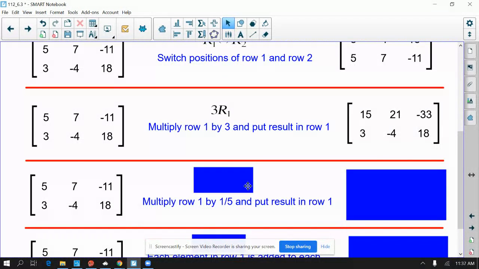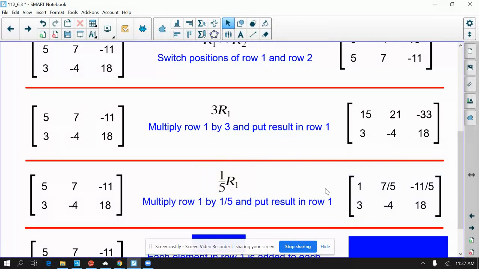I meant to say, what about division? Can you divide by 3? Could you divide by 5, for instance? Well, yeah, you could, but technically, let's just stick with multiplication. Instead of dividing by 5, I get the same result as if I multiply by 1/5. So you can remember, you can multiply by any non-zero number. So multiplying row 1 by 1/5 gives you this, and it's just replacing the original row 1.